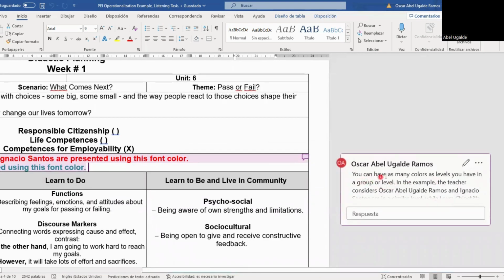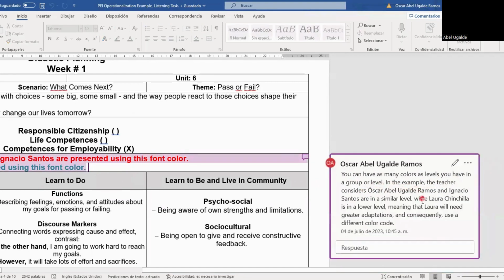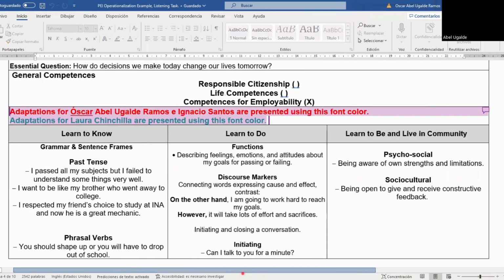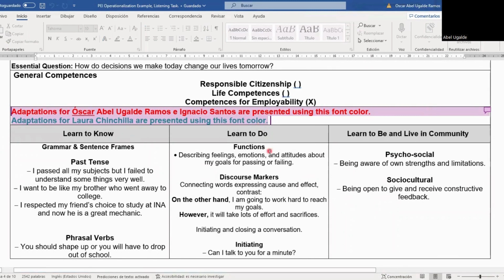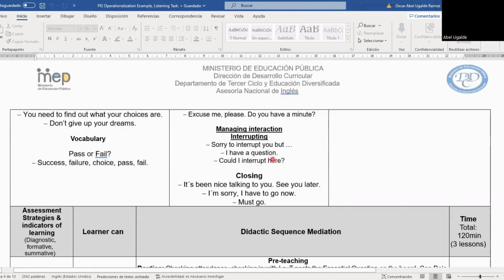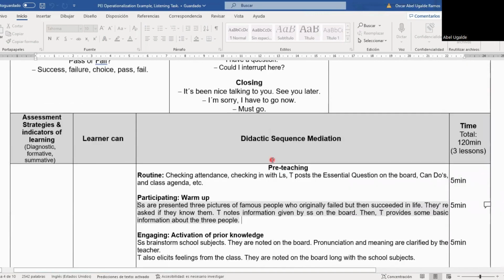So, for example, you can have as many colors as levels you have in the group. In the example, the teacher considers that Oscar Abelugalde and Ignacio Santos are at a similar level, while Laura Chinchilla is at a lower level, meaning that Laura will need greater adaptations and consequently use a different color code. So remember the color you decided. My recommendation always is to change the font color and not highlight, because highlight charges the contents more.